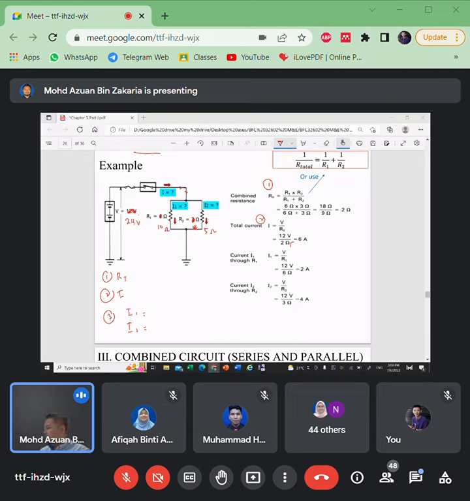I assume it's correct. So R total is 3.33 ohm. I equals 7.2 ampere. And then I1 is 2.4 ampere, and this is 4.8. Is there anyone who couldn't answer? The steps are the same as this one, similar steps. So this is the answer for this one.